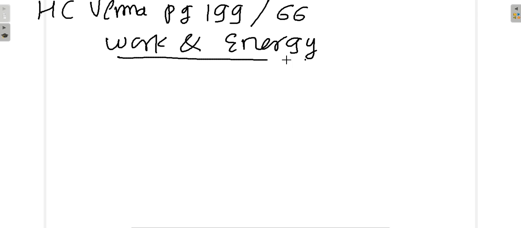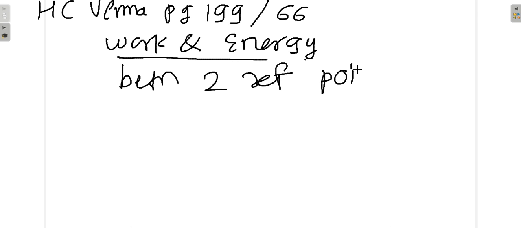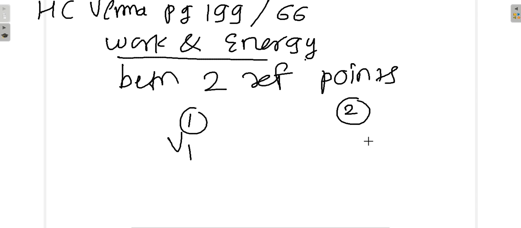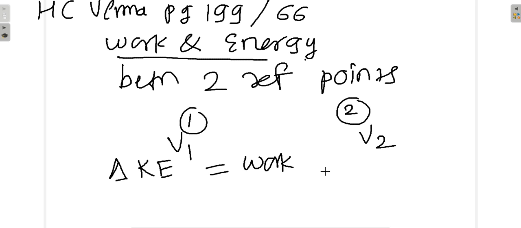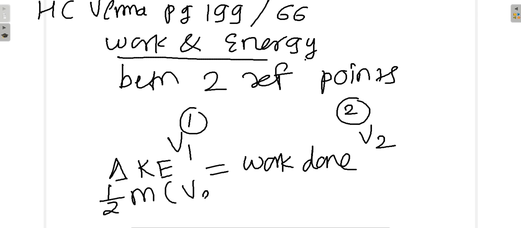The principle of work and energy is to be applied between two reference points, say point 1 and point 2. Suppose the velocity at point 1 is v1 and velocity at point 2 is v2, then we will say that the change in the kinetic energy is equal to work done. So what is the change in the kinetic energy? It is half m into v2 square minus v1 square.